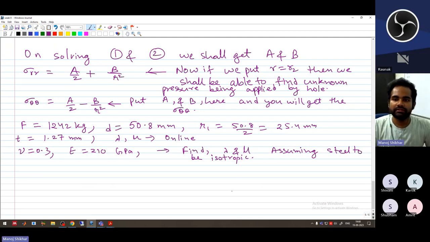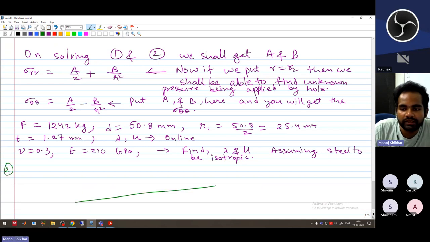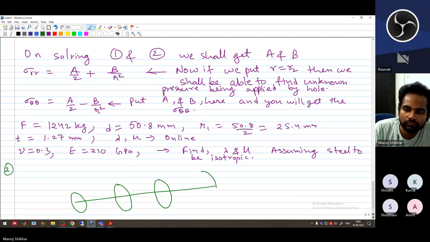Okay, so another question is, so we have a set of gears with us. Okay, so they have given you 4 gears and the gears they have been applied with some torque.